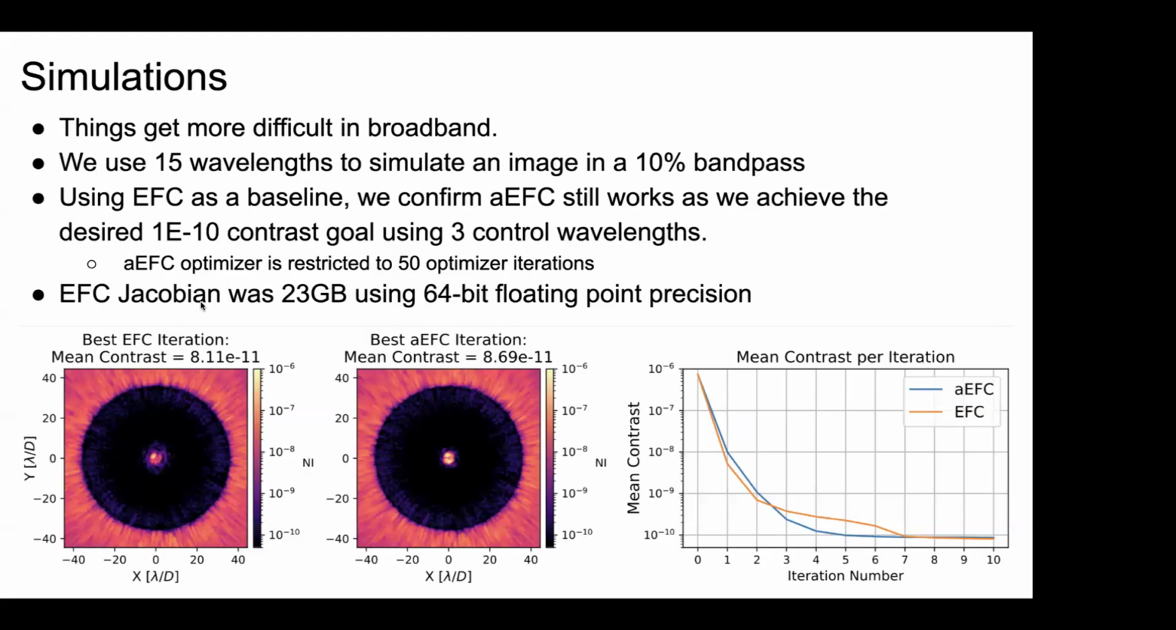Also, the EFC Jacobian, because we were using 3 wavelengths and two 96 by 96 actuator DMs, the final Jacobian was massive. It was 23 gigabytes using 64-bit precision. So again, that motivates why, when you're dealing with systems at this scale, aEFC becomes much more feasible than EFC.